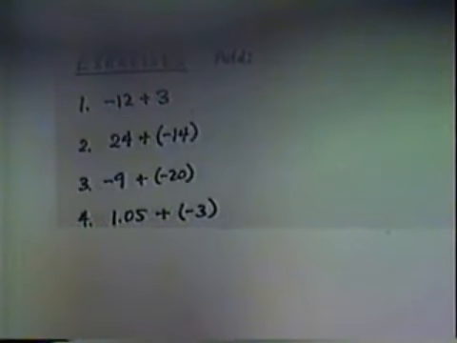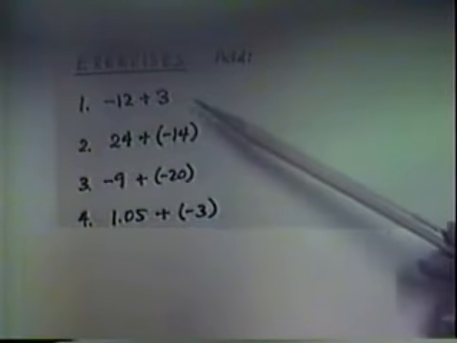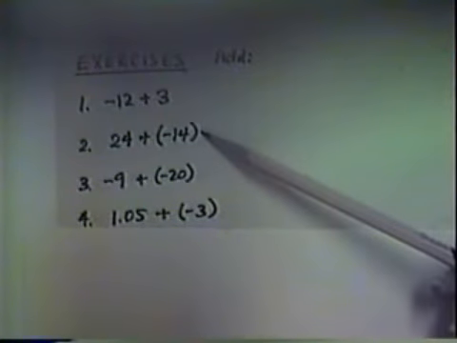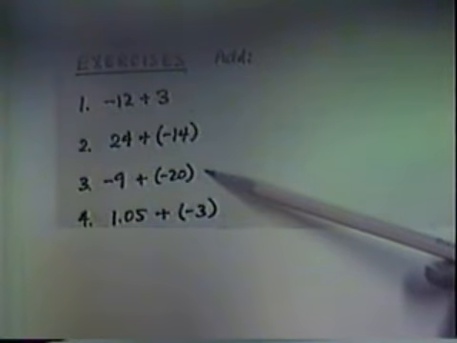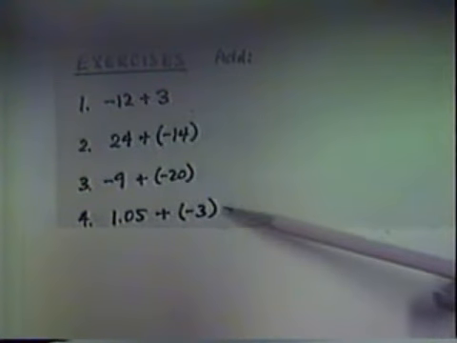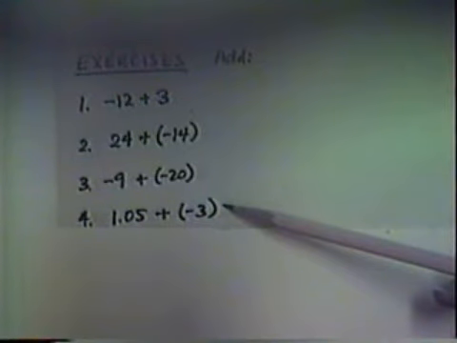First problem is negative 12 plus 3. Then 24 plus negative 14. The third problem is negative 9 plus negative 20. The fourth problem is 1 5/100 plus negative 3.